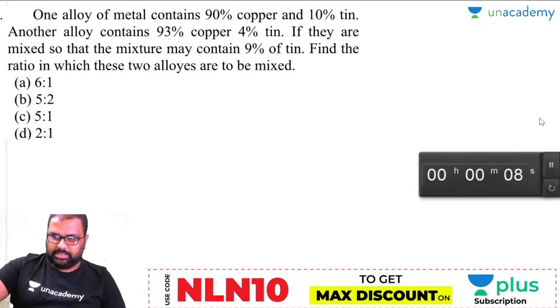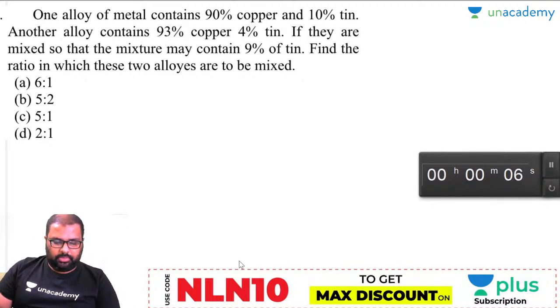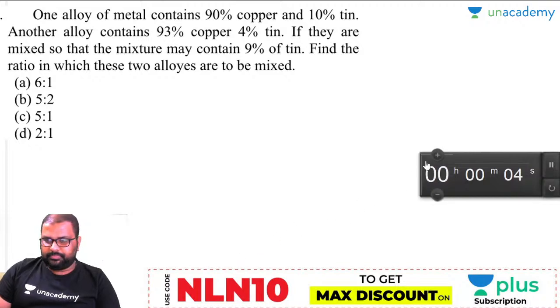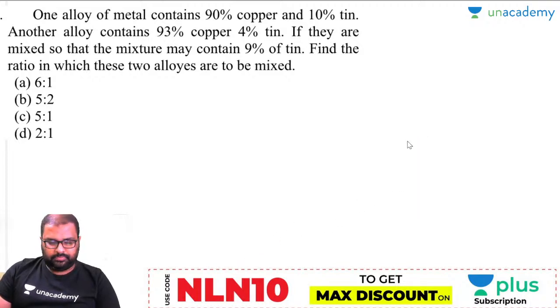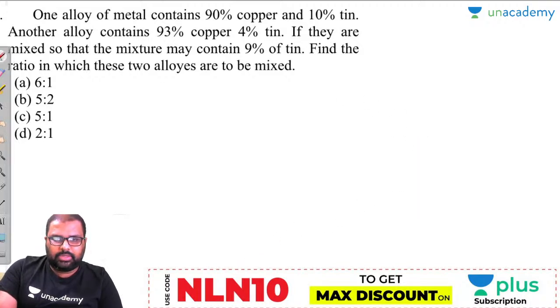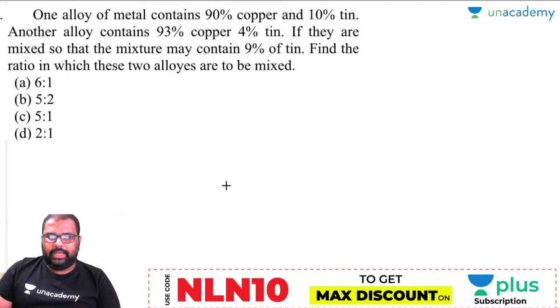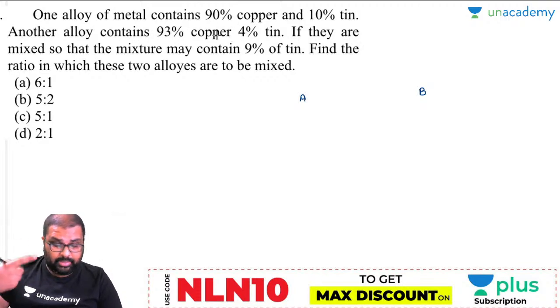Satvik has given me the answer as C. What about the remaining persons? What is the question? One alloy of metal contains 90% copper and 10% tin. So let us take this alloy as A. Another alloy contains 93% copper and 4% tin. So 90 plus 10, here 100% happened. Here 93 plus 4, 97 it seems. So what about the remaining 3%?